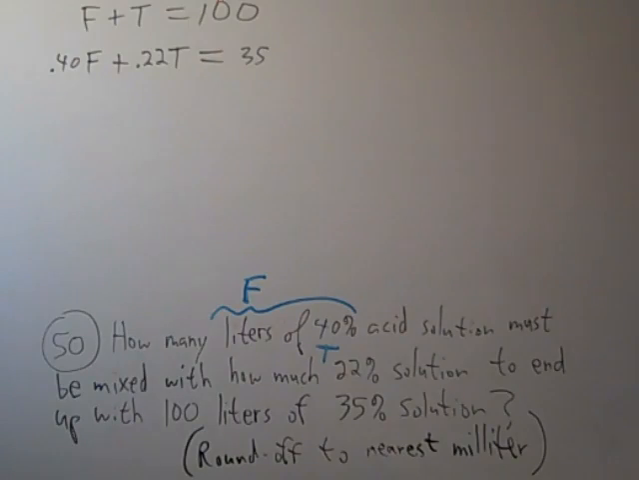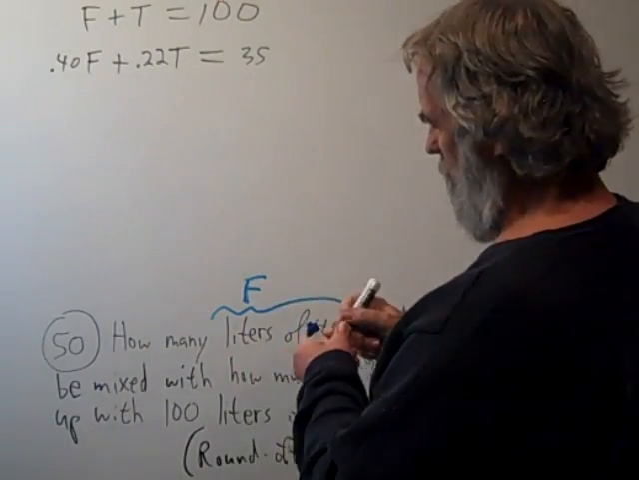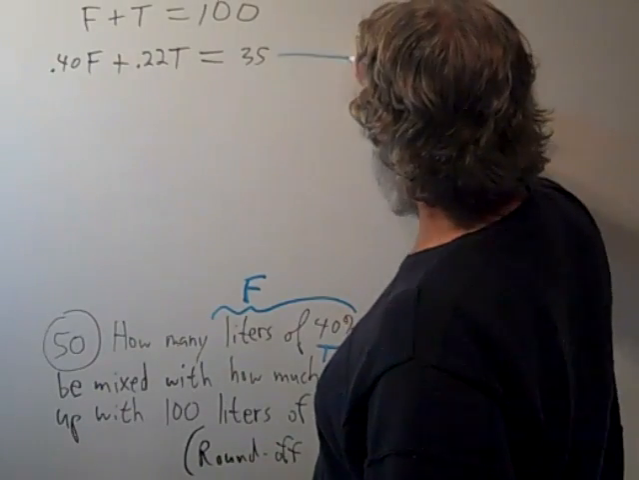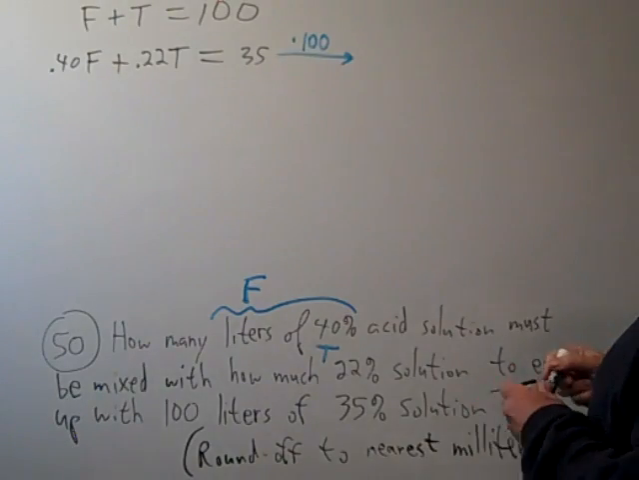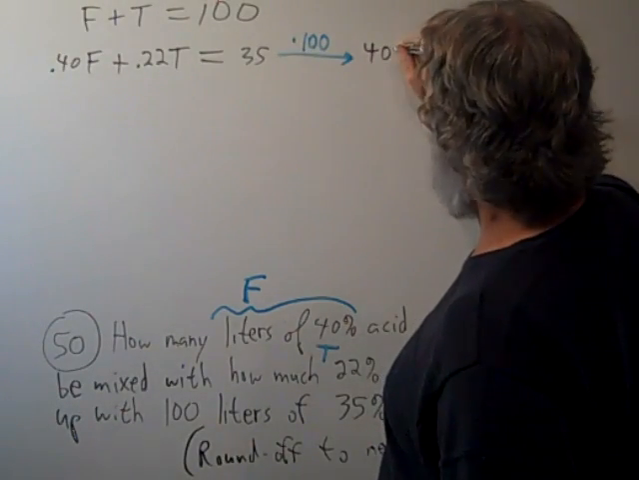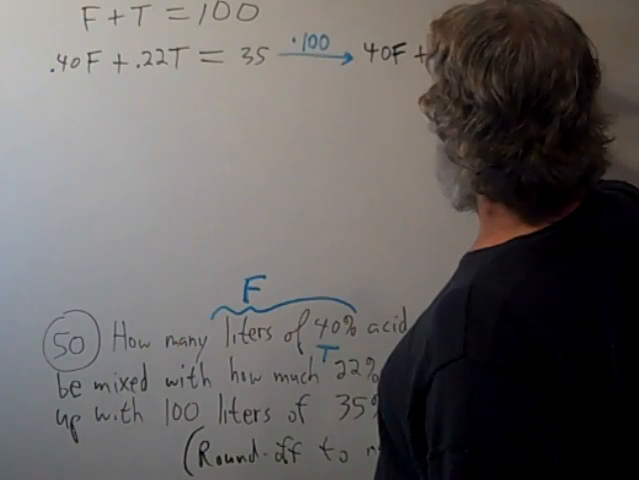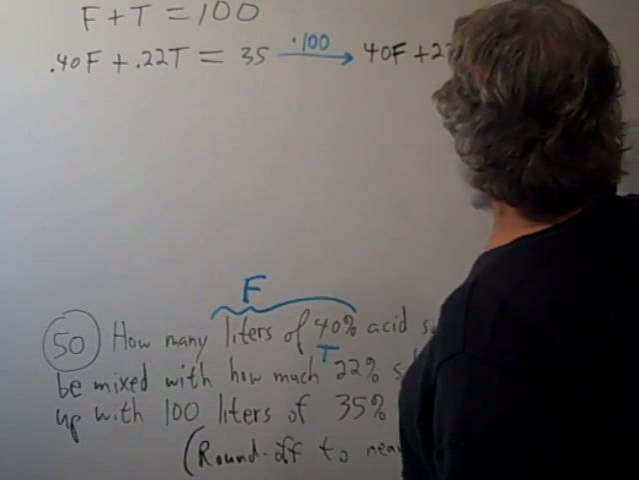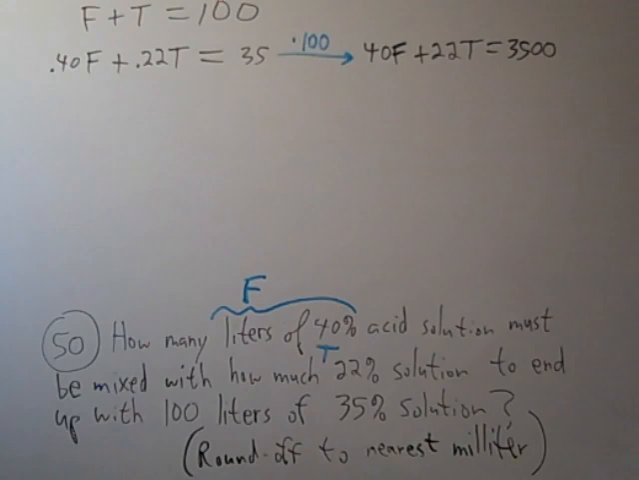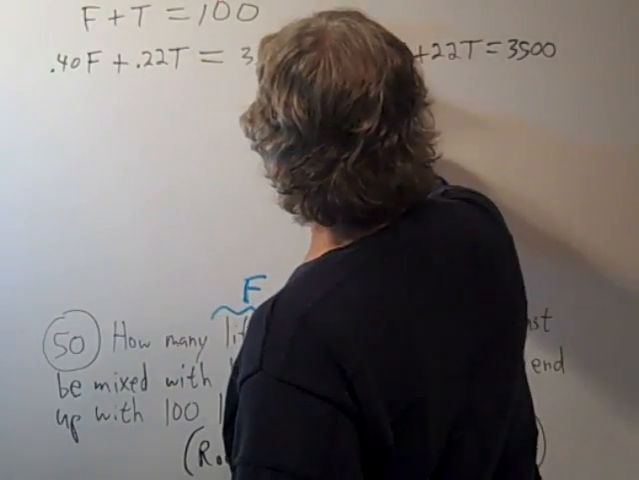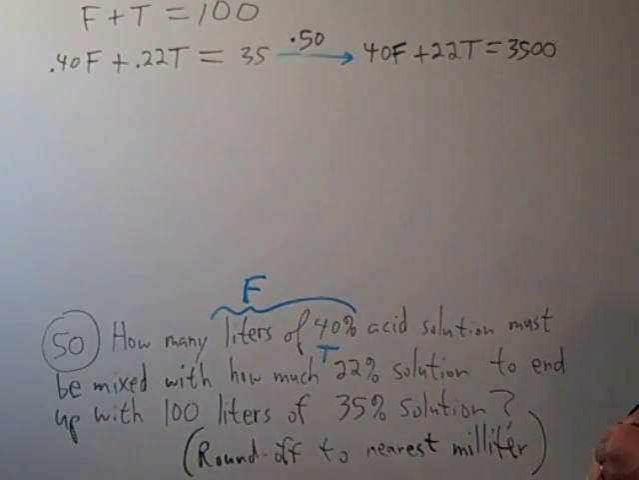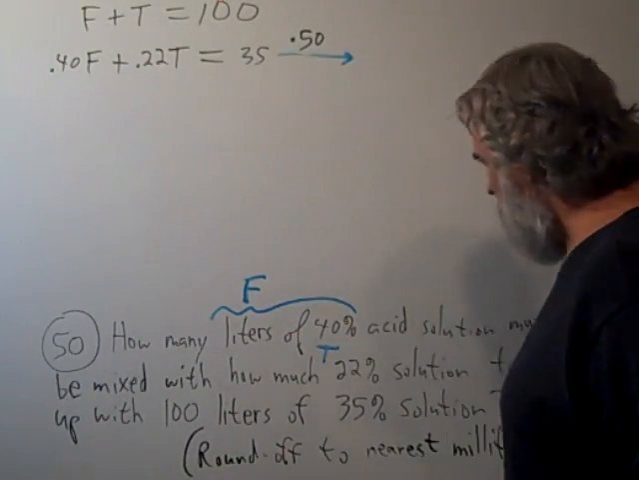Now I need to multiply to get rid of those decimals, or at least I choose to do that. So let's multiply times 100, because that will wipe out all of those. I end up with 40F plus 22T equals 3,500. I can certainly divide by 2 on both sides. In fact, since I could divide by 2, let's multiply times 50 instead of 100. 100 divided by 2 is 50, so multiplying times 50 will accomplish this more efficiently.